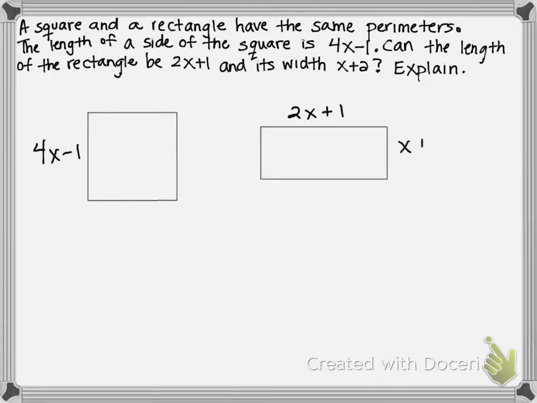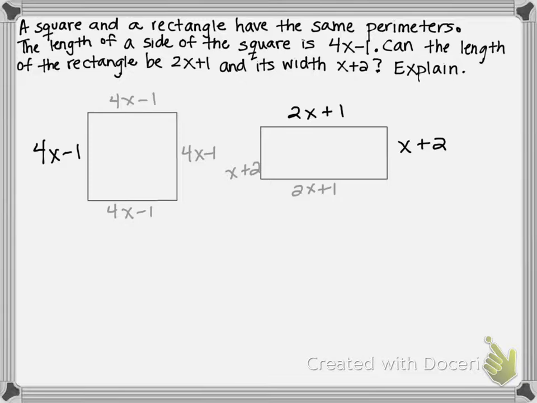So I think I have a rectangle and a square, and I know that the square has a side length of 4x minus 1. And they're asking, can the length and width be what's shown on the rectangle? So for now, I'm just going to assume that that's actually the length and the width until I find out otherwise. So what do we know about a square? All sides are the same. And what do we know about a rectangle? Opposite sides are the same. So I've labeled them accordingly.